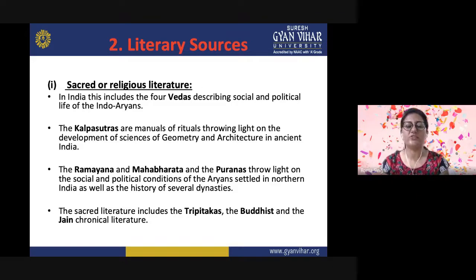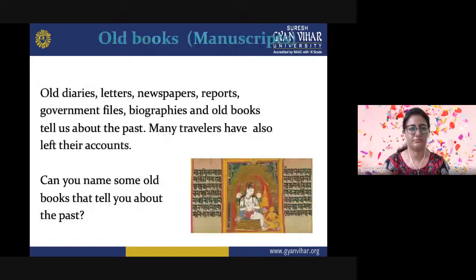The sacred literature includes the Tripitakas, the Buddhist and the Jain chronicle literature. So this is how various kinds of literature, the religious or sacred literatures, which are revered by our citizens, have been a very great source of the customs, traditions, the various kinds of codes of conduct or the morals which were practiced in the society.